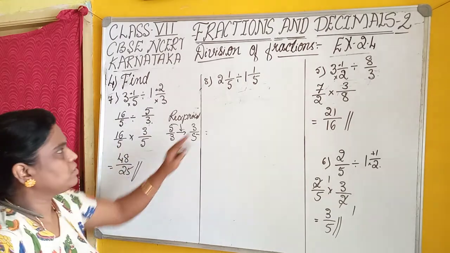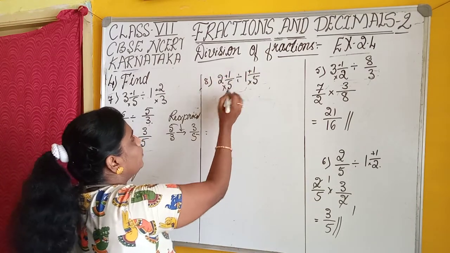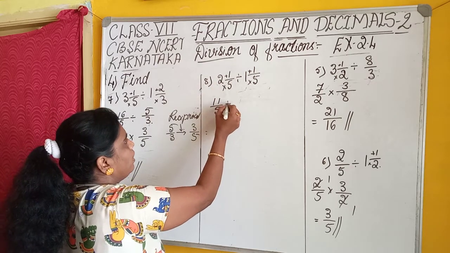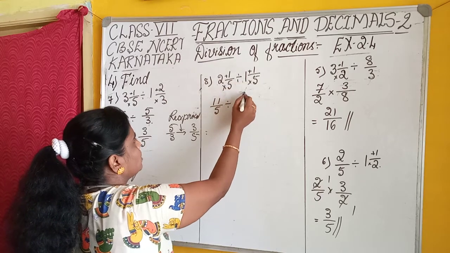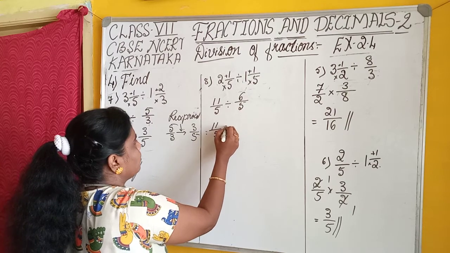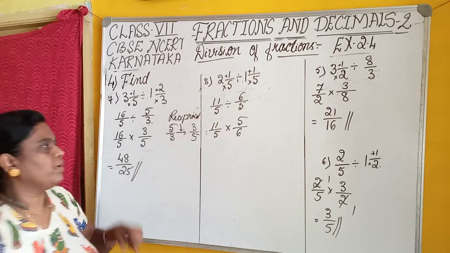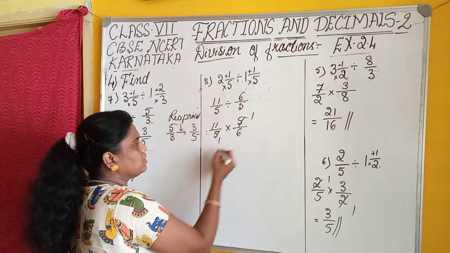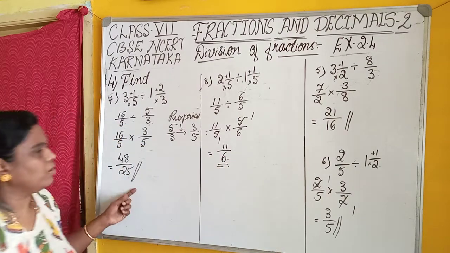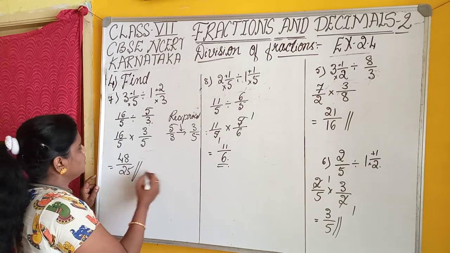Okay students, next, the mixed fraction, convert it into an improper fraction. 5 2s are 10 plus 1 is 11 by 5 divided by 5 ones are 5 plus 1 is 6 by 5. That is equals to 11 by 5 into 5 by 6. 5 ones are get canceled. The answer is 11 by 6.